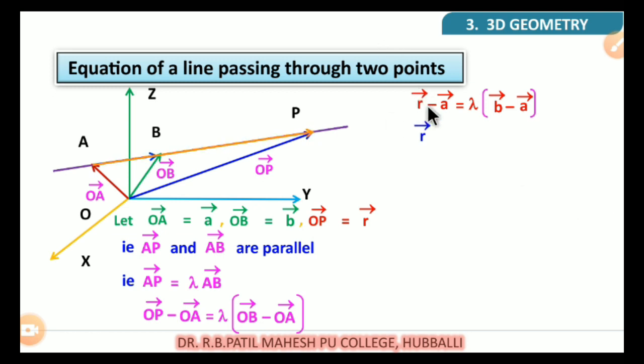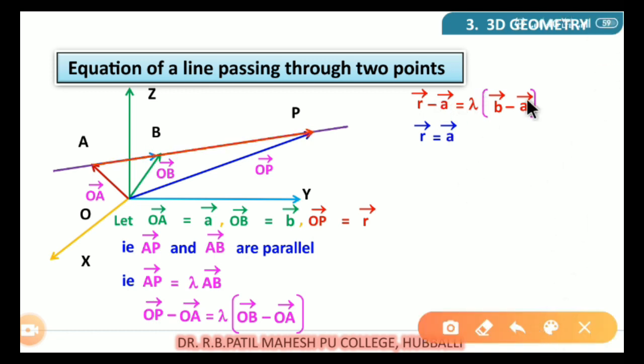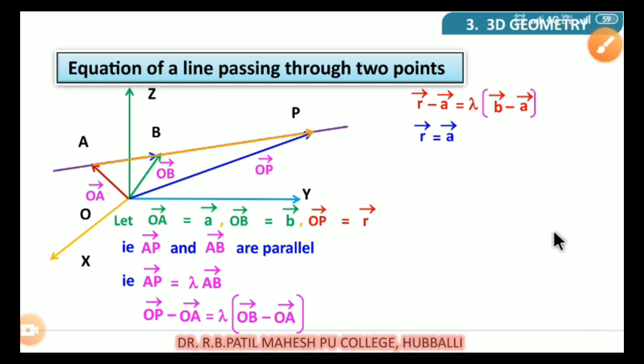Now, take vector r is equal to vector a, because I am going to transfer vector a to the RHS. Therefore, here we have vector a plus lambda into the bracket of vector b minus vector a, which is the required vector form of the equation of a line passing through two given points.